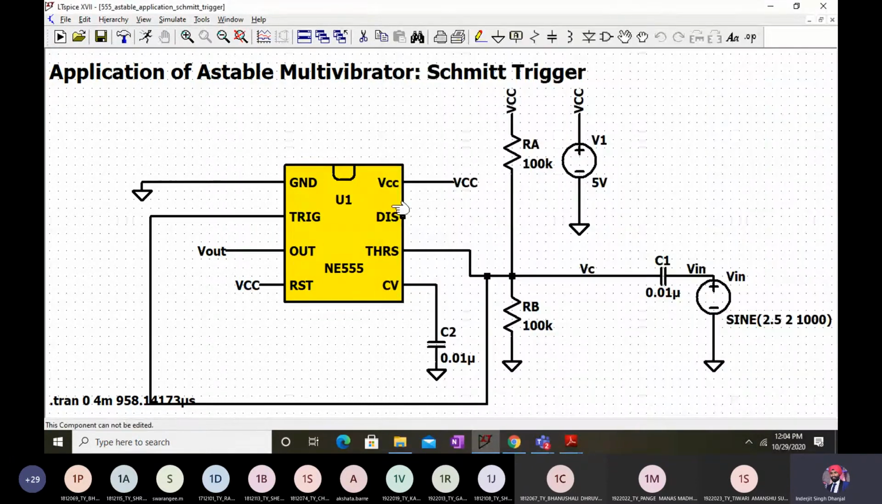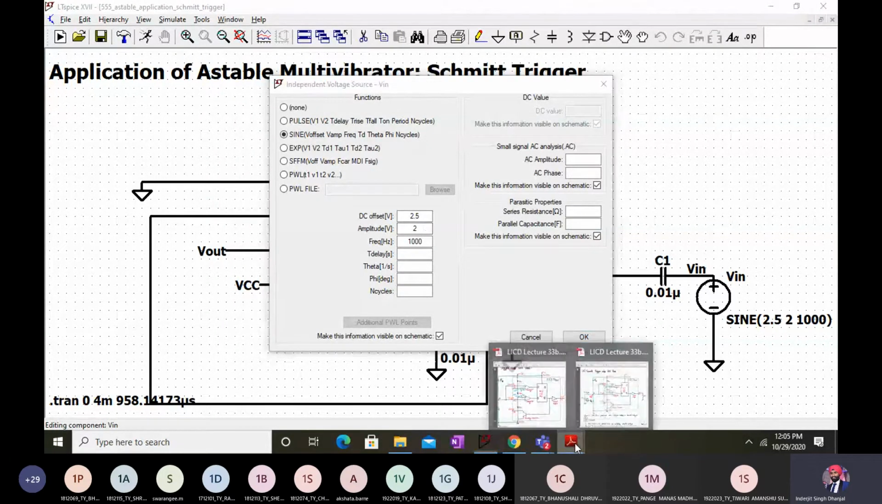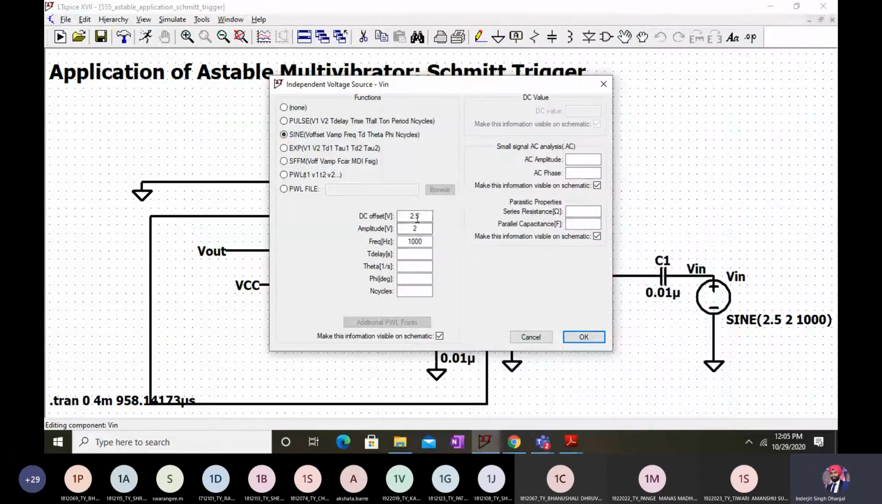That's the same thing we have connected over here. As you can see, pin number 7 is not connected. RA and RB we have taken as 100K, and C1 is 0.01 microfarad. The control voltage is directly connected to ground via a 0.01 microfarad capacitor. The input signal DC offset is 2.5, which is natural because the DC level here is also 2.5, and its amplitude is 2 volts.